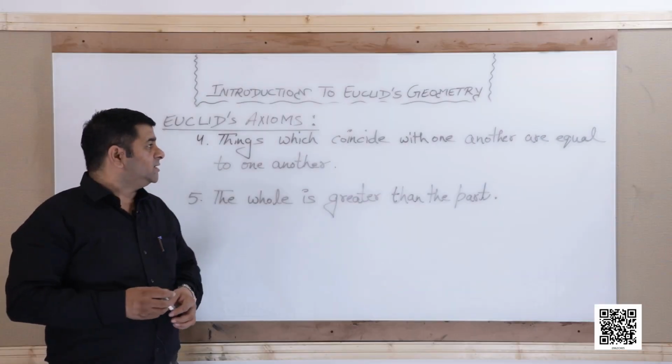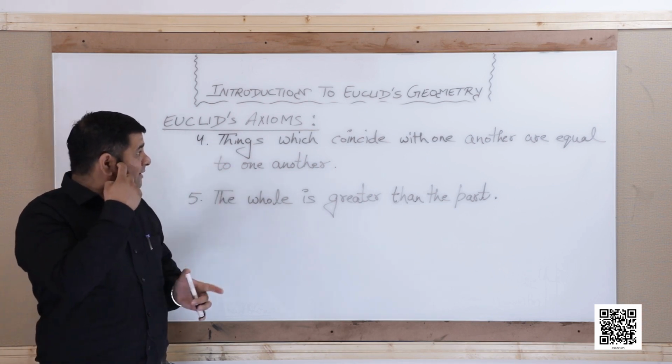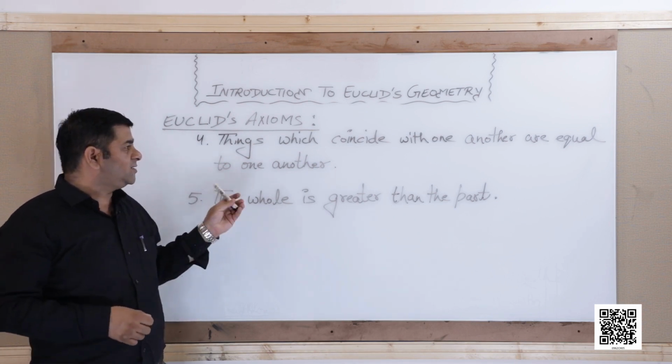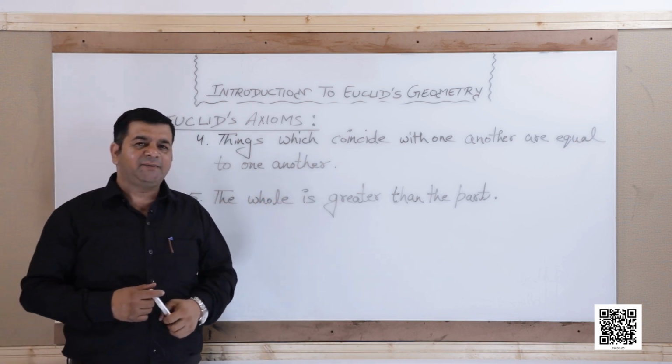Similarly, we can see two line segments. They also coincide each other. That means their lengths are equal. So, thus we prove Euclid's axiom number 4, that is things which coincide with one another are equal to one another.